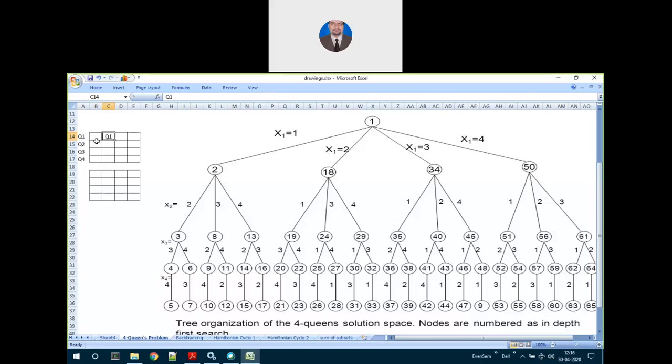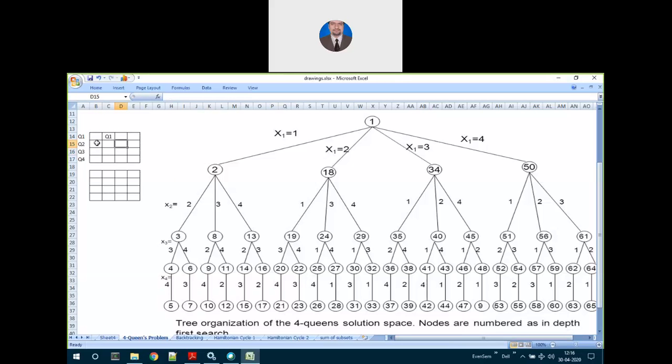Then I have to look for the Q2 now. Now Q2 can be placed in different positions over here. Now what about if I place Q2 on the first column? If I keep Q2 over here, then Q1 and Q2 will become diagonal. So it is again a violation. I cannot keep it on the first column. On the second column, obviously I cannot keep it because both are in the same column.